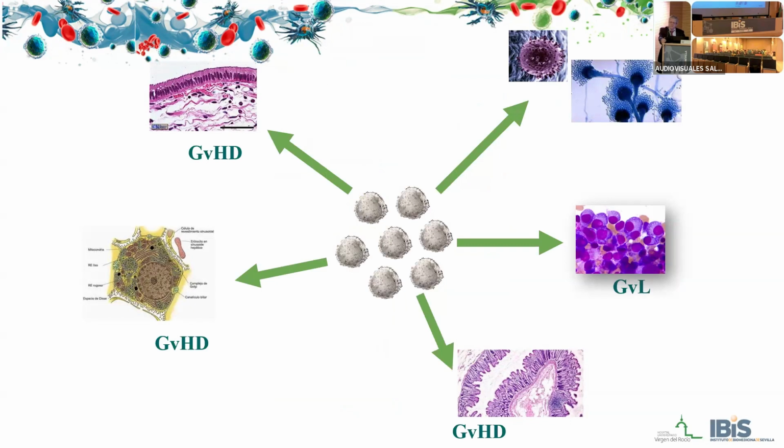T lymphocytes from the donor are able to recognize foreign antigens from normal host tissues, inducing graft versus host disease in the skin, in the gut, or in the liver, but they are also able to recognize foreign antigens in the hematopoietic cells, favoring the development of a graft versus leukemia effect. Therefore the most threatening complication after transplant, but also the greater benefit, which is the graft versus leukemia, are the two faces of the same coin.